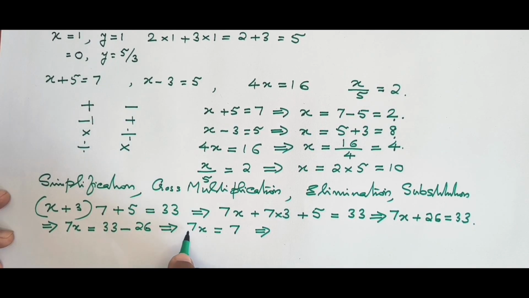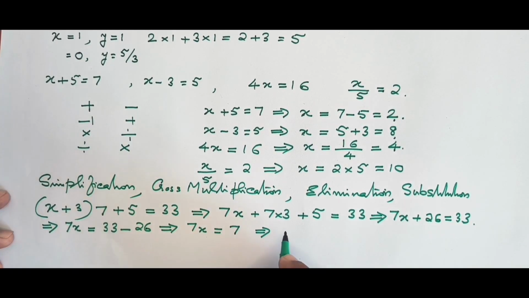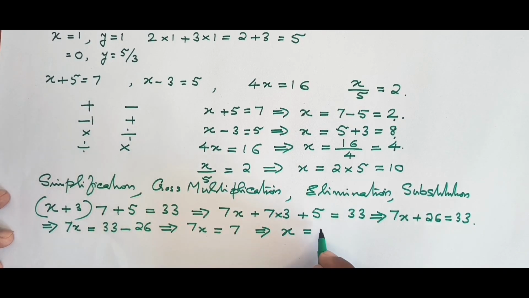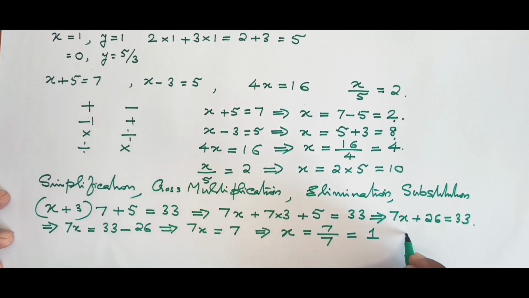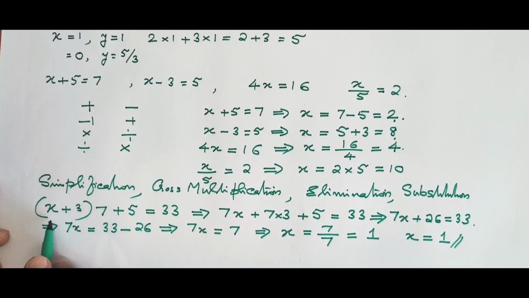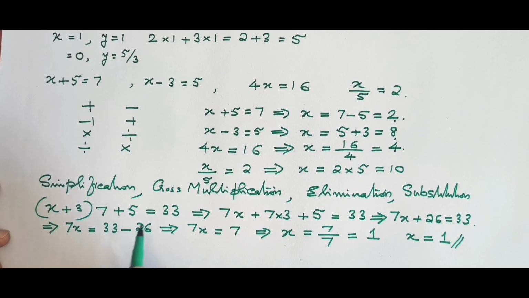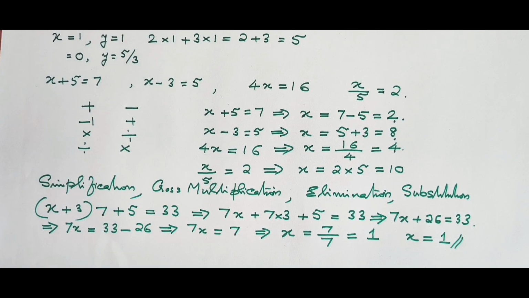Now to get x, you need to transfer 7 to the right side. Again, 7 multiplied by, so on the right, it becomes division. There is already one 7 here. 7 divided by 7, which is 1. So x equals 1 is the solution to the equation x plus 3 multiplied by 7 plus 5 equals 33.